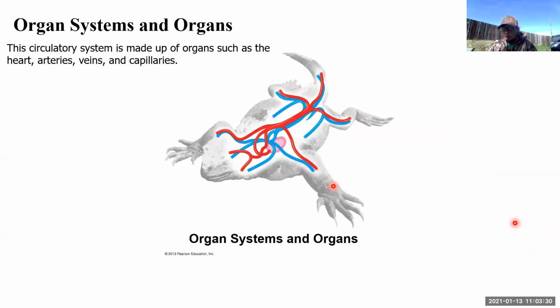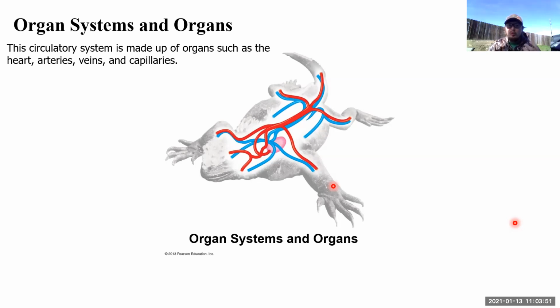Once you have an organ, you can get multiple organs put together to make up an organ system. So the circulatory system is made up of organs such as the heart, arteries, veins, and capillaries that help to transport blood throughout the body.